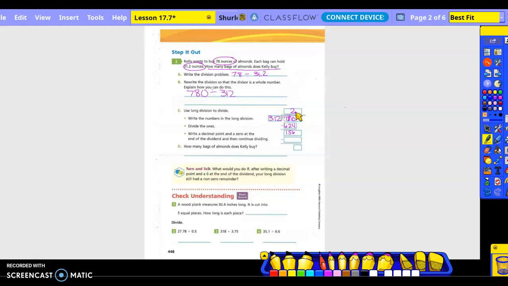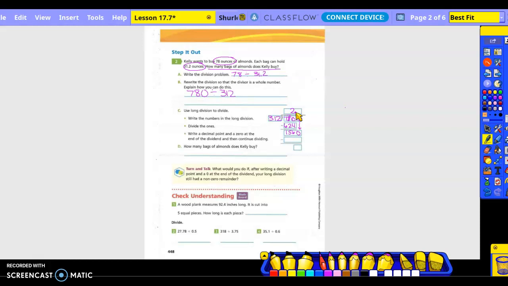Okay, so now I have 156 left. Is that going to work? No. So I need to add a what? A 0 up here, and then I'm going to bring it down. Okay, how many times do you guys think 312 goes into 156?